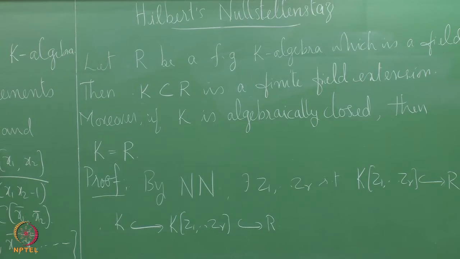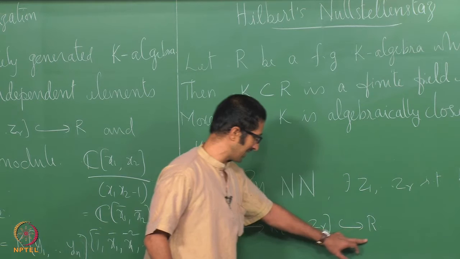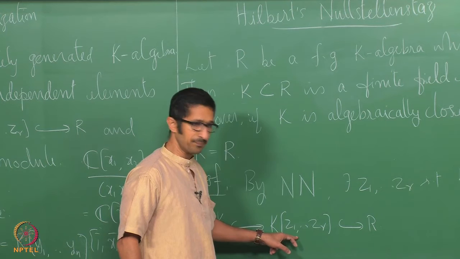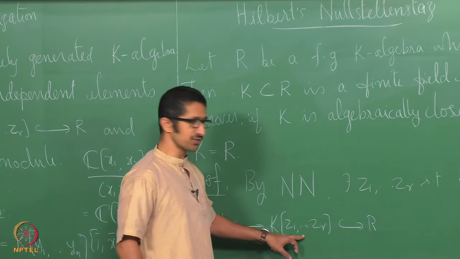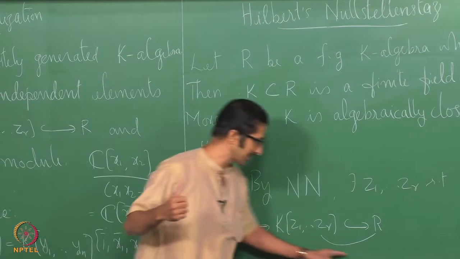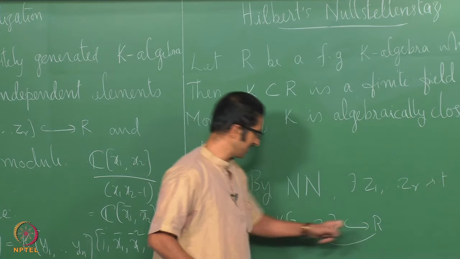Now, R is a field, and what we indeed proved is that this is an integral extension. This is a finitely generated module over this one. Therefore, and this is a field, therefore, this is also a field. This we proved some time back. The proof of Noether normalization says that this is an integral extension. By induction, we proved at each step you can get an integral extension. This is integral, this is a field, therefore, this is a field.